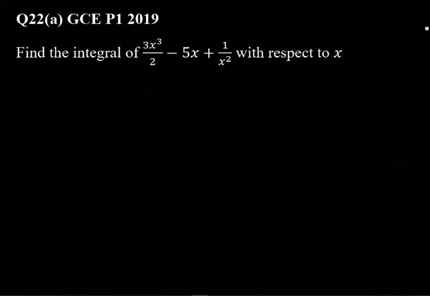In the next question, we've been asked to find the integral of 3x to the power 3 divided by 2 minus 5x plus 1 over x squared with respect to x. The first thing you do is just convert this to mathematical notation.